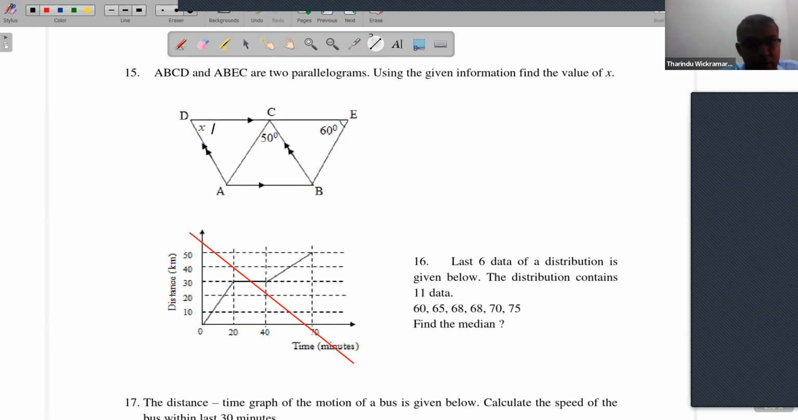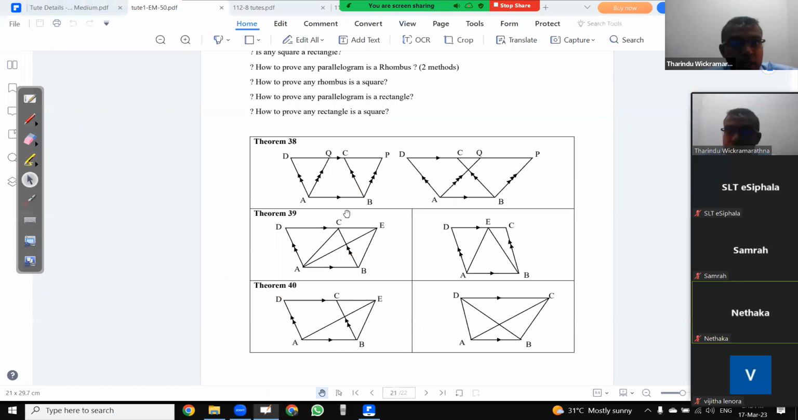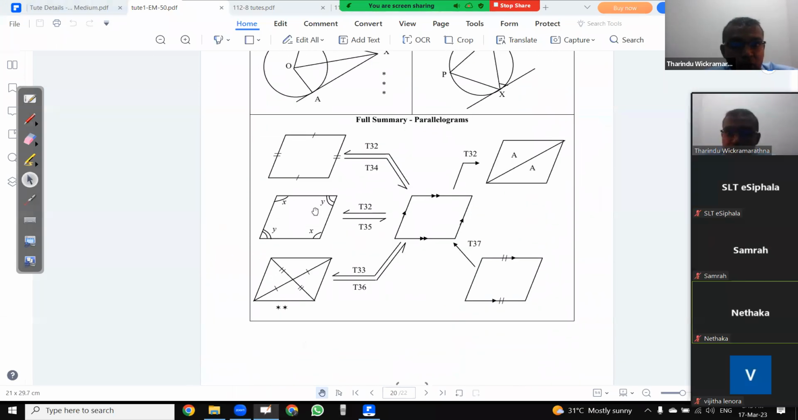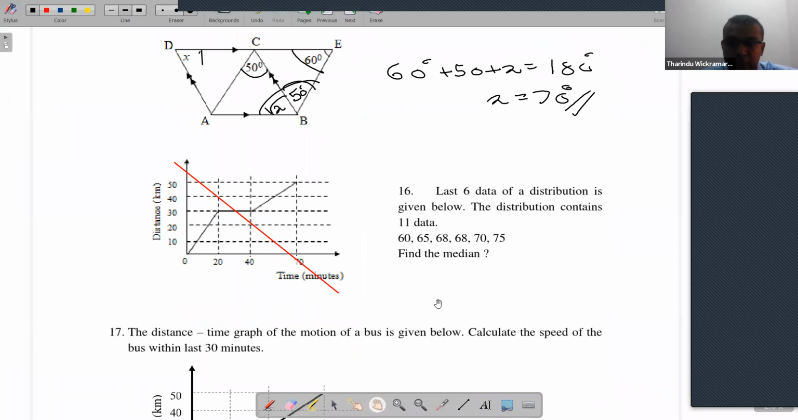So if this is x, this one is also x, y. Opposite angles of a parallelogram are equal. If this is 50, this is also 50, alternate angles. So then these two are what? Aligned angles. So 60 plus 50 plus x is 180. So x equals 70 degrees. If you can remember our short note, that will not be a difficult question. I have given you that to memorize. Try the next one.